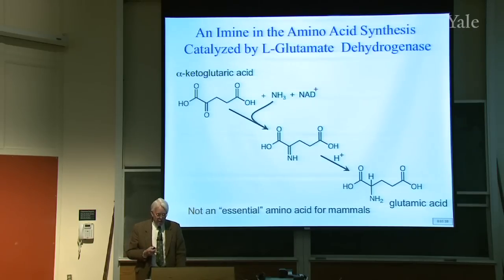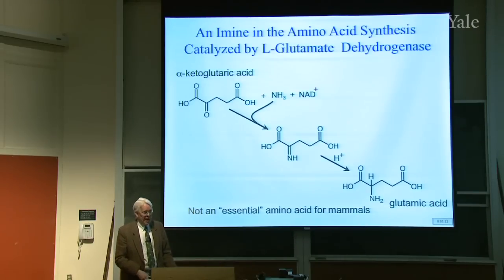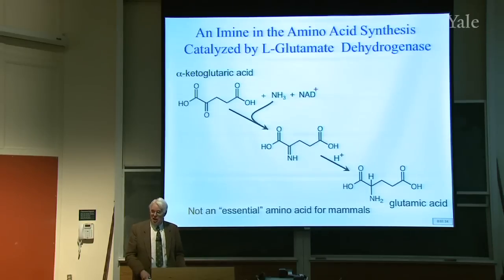And this is not, for mammals, an essential amino acid. They don't have to get it in their diet because they run this scheme themselves, right? So they make it inside themselves using L-glutamate dehydrogenase.